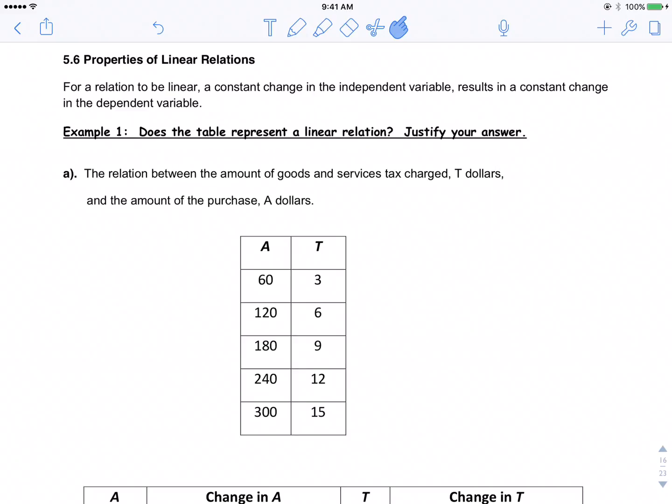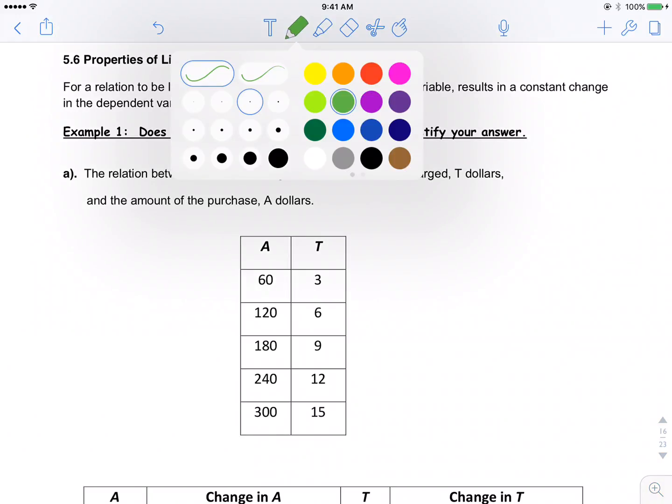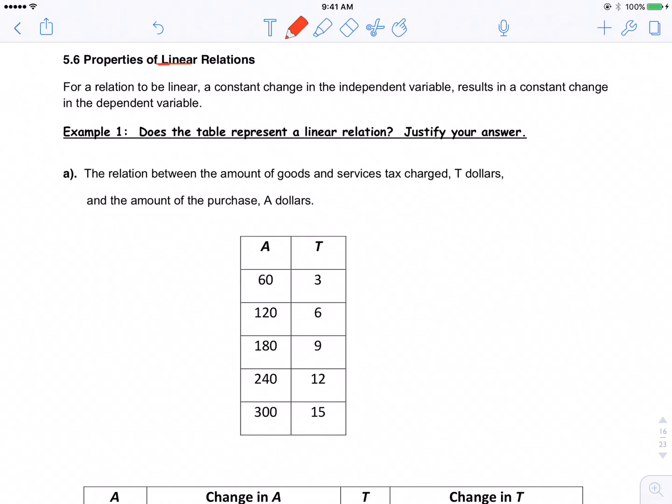Okay, section 5.6, titled Properties of Linear Relations. Linear relations, fancy terminology, meaning that the information provided once graphed will give us a straight line. That's what linear means. For a relation to be linear, a constant change in the independent variable results in a constant change in the dependent variable.